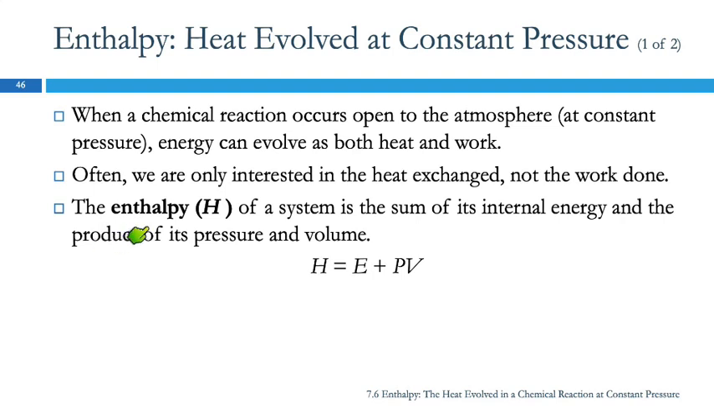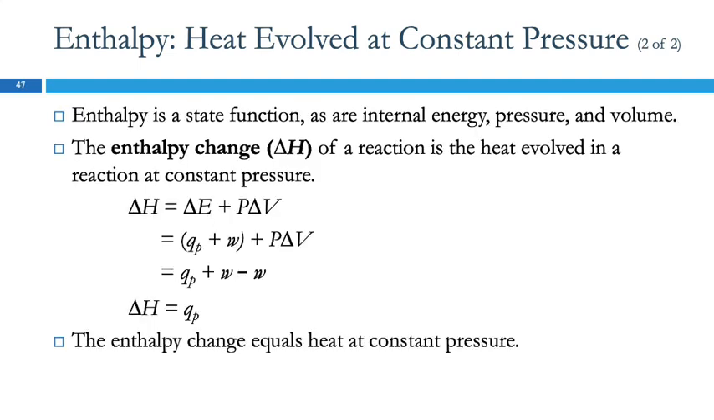So the enthalpy of a system is the sum of the internal energy and the product of its pressure and volume. So H is equal to the internal energy plus PV, just because I'm telling you so. Enthalpy is a state function, doesn't depend on how you get from one place to another. Enthalpy change is delta H. That's the heat evolved at a constant pressure.